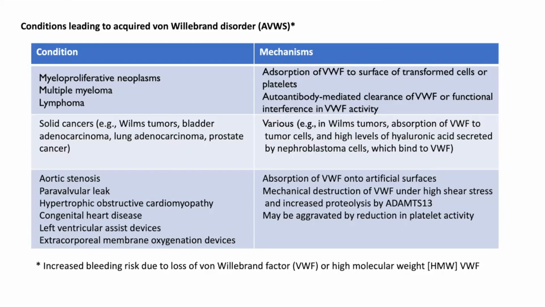But increasingly these days, and I'll talk more about this in a little while, we actually are beginning to recognize an increased incidence of acquired von Willebrand syndrome in a host of cardiac or cardiac support situations. So some of the examples I've listed here are aortic stenosis, paravalvular leak, hypertrophic obstructive cardiomyopathy, congenital heart disease, but increasingly now left ventricular assist devices and extracorporeal membrane oxygenation devices, so ECMO-type devices.